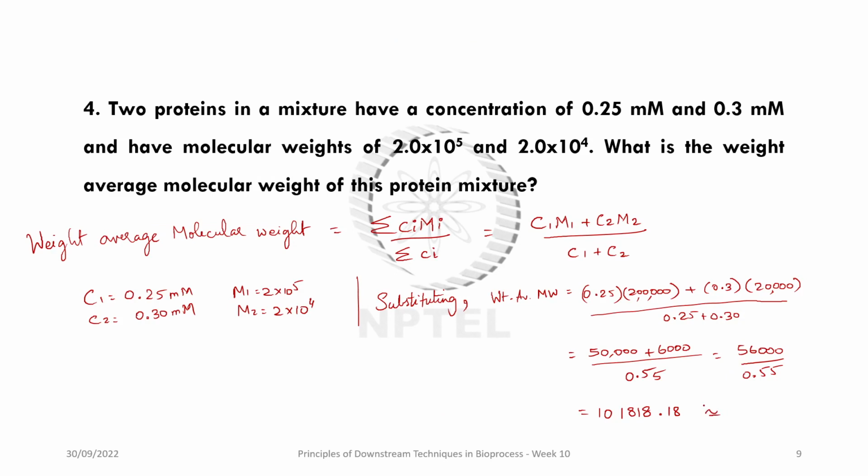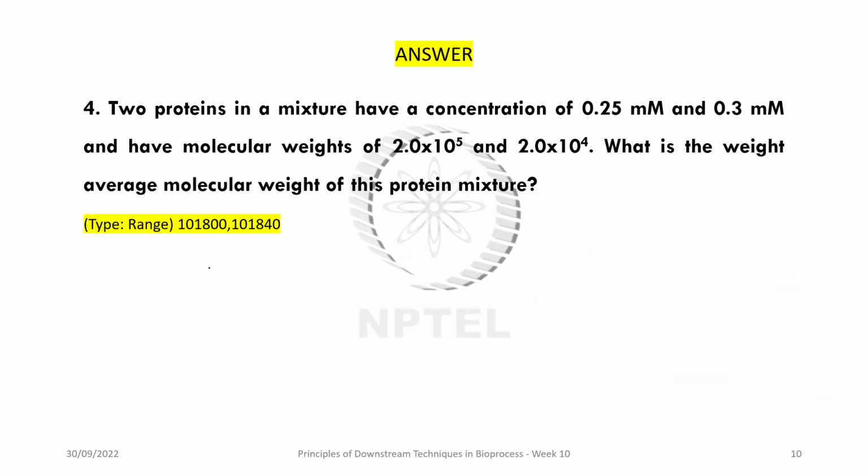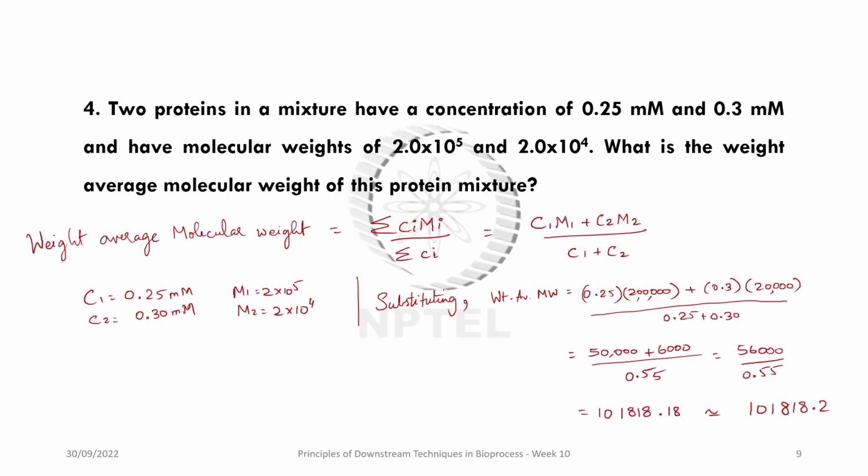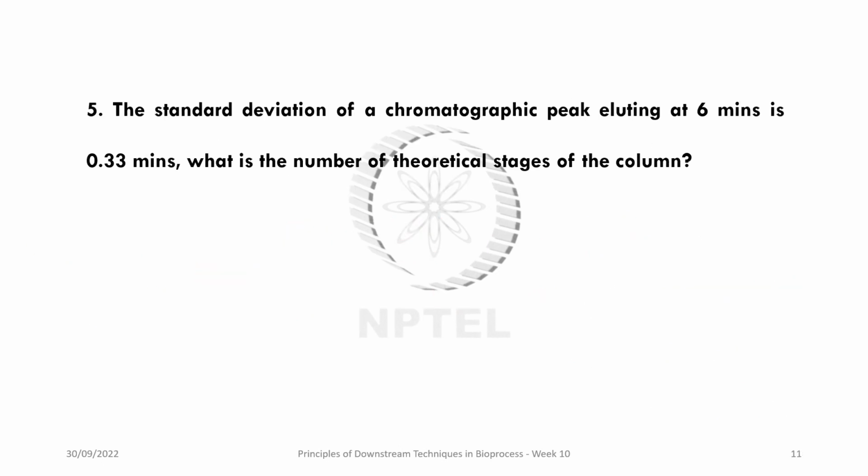I'm just going to approximate this to 101,820, or at least 818.2. Not much of an approximation, but yeah, we fall within the range, right? So this is our weight average molecular weight. Cool. So going to question 5.